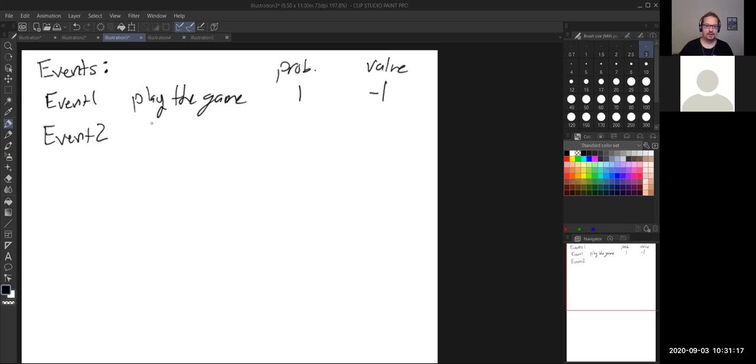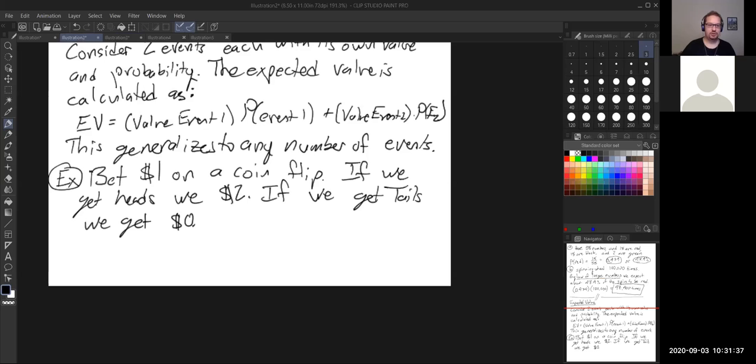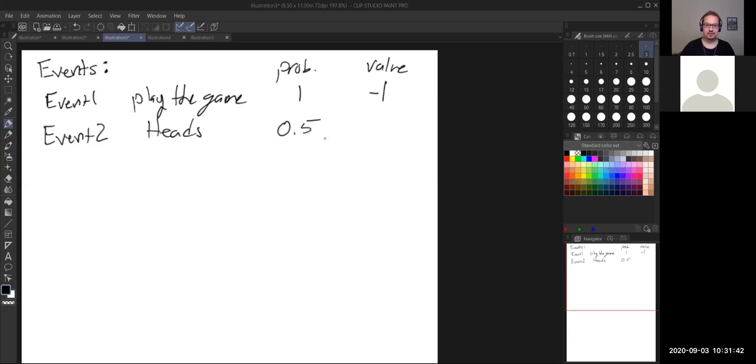So event two is we get heads. The probability of getting heads, so now we're looking at the coin flip. We've tossed the coin. What is the probability of getting a heads? It's 0.5 or 1/2. Yes, so let's write that as a decimal, 0.5. And for heads, what is our value? So let's go back to our example. If we get heads, we get $2. So in this case, we are gaining $2, so that's going to be a positive 2. You don't have to write the positive. I'm going to write it in this example to emphasize that we're gaining that back.